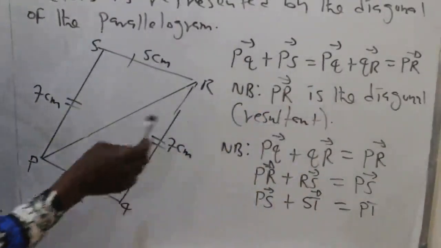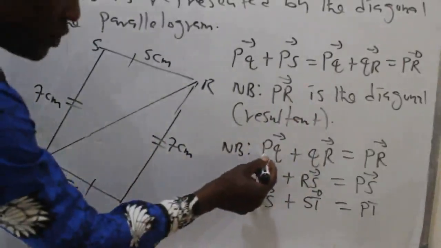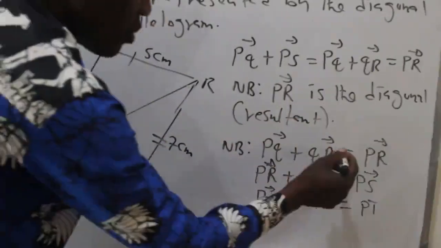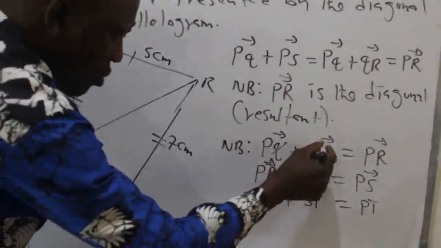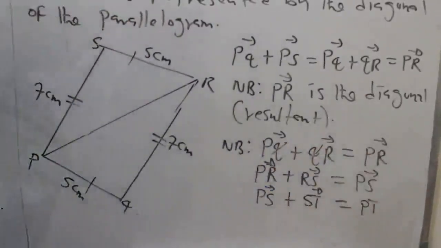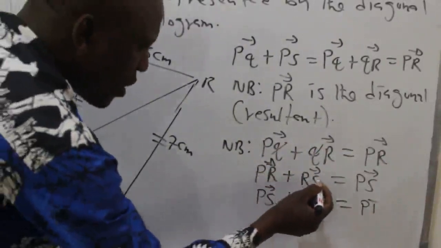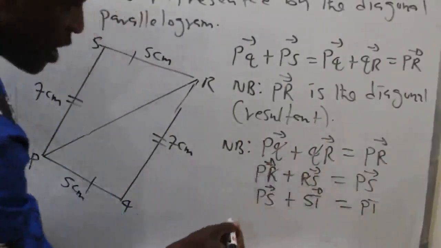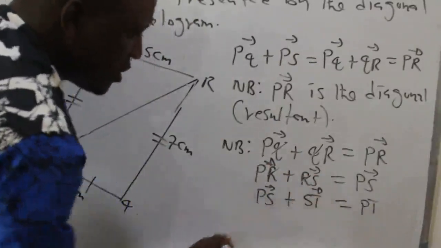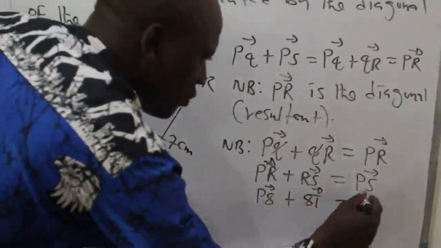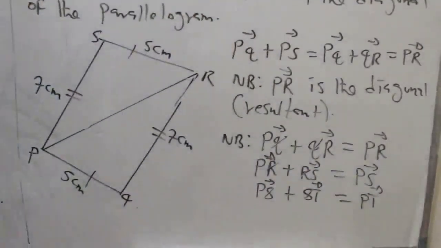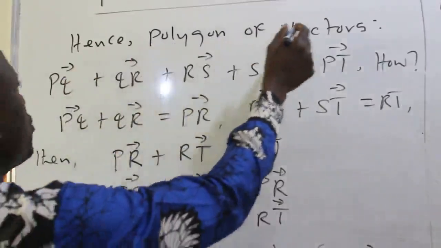Now you take note of this. We have vector PQ plus vector QR equals PR. How? Q can go with Q. You are left with vector PR. Now vector PR plus vector RS, R can go with R. You are left with PS. Now vector PS plus vector ST, S can go with S. You are left with vector PT. Now this is what we call, hence, the polygon of vectors.